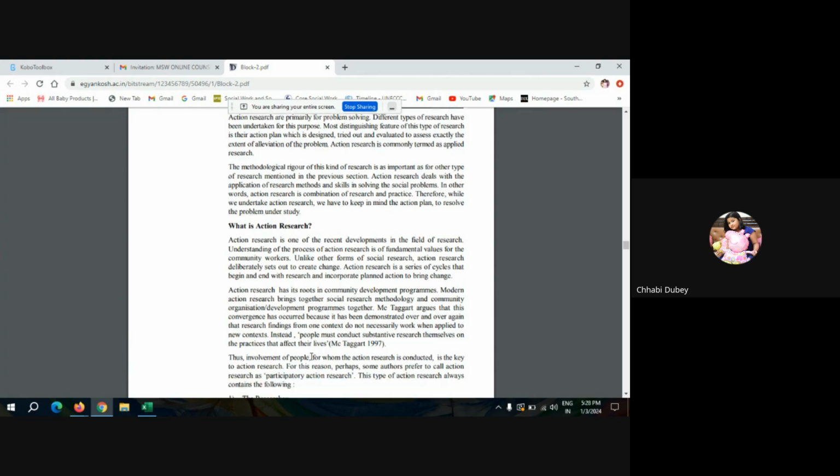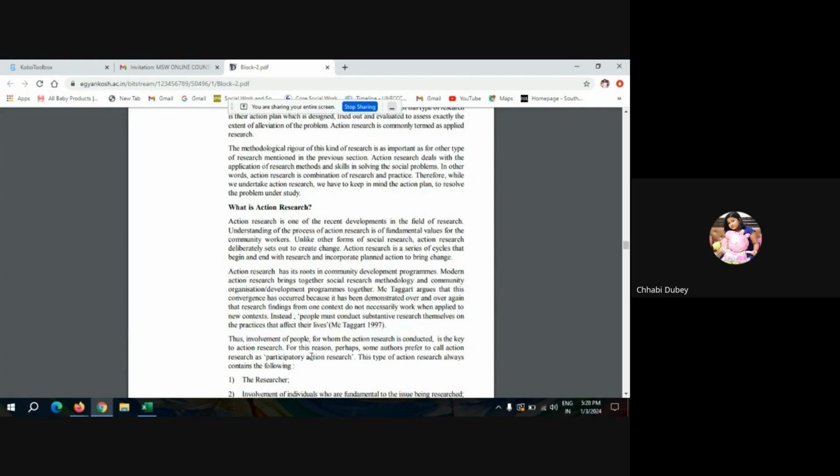Now, generally, you will find that action research has its roots in the community development program. So, the community development programs that generally happened, which started in India during the 1970s, were basically responsible for laying the foundation of the action research.